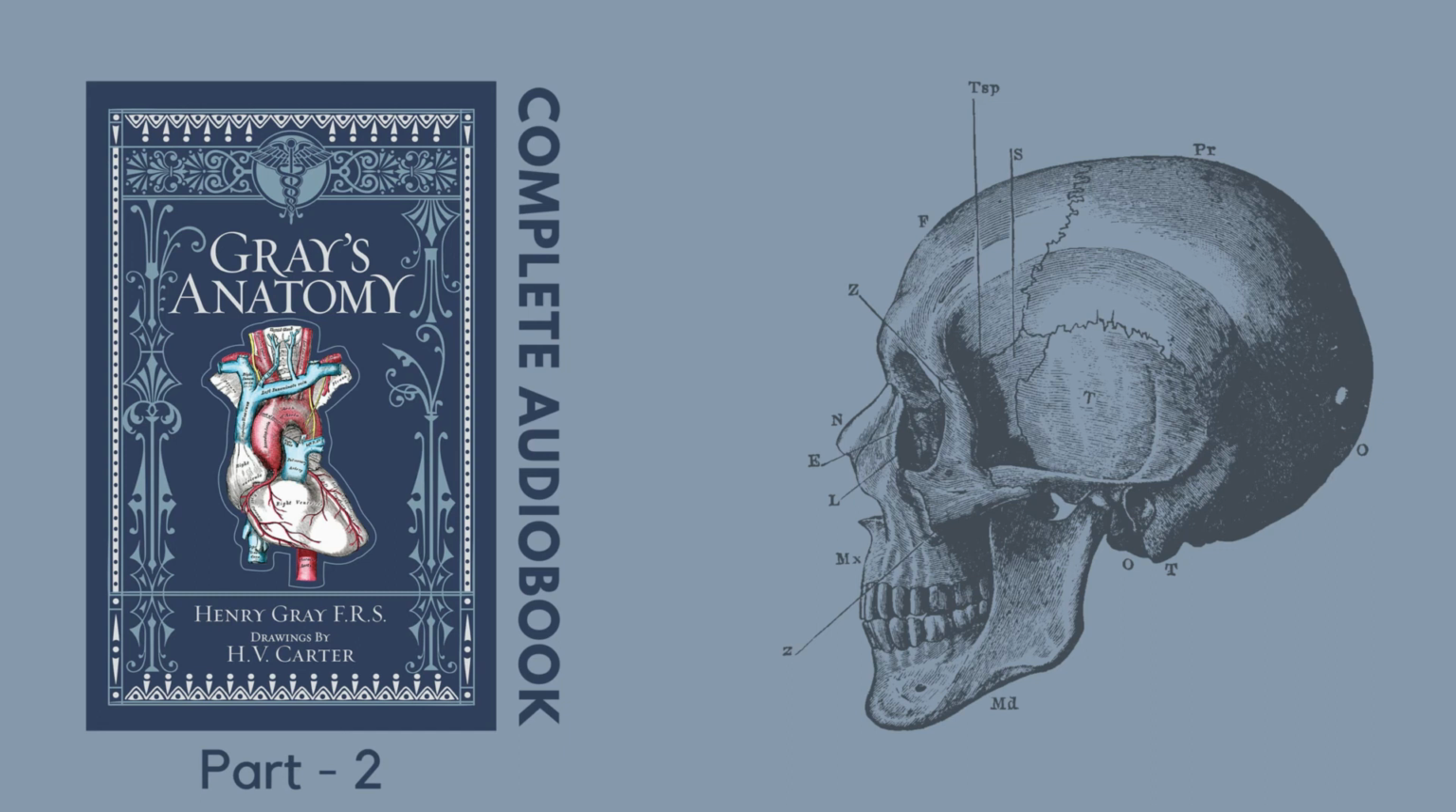Section 27 of Gray's Anatomy, Part 1. The Lacrimal Bone, Os Lacrimale. The lacrimal bone, the smallest and most fragile bone of the face, is situated at the front part of the medial wall of the orbit. It has 2 surfaces and 4 borders.